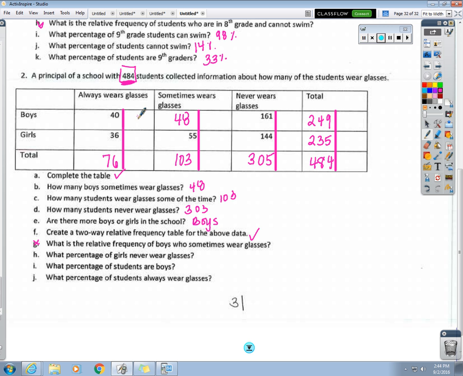What percent of boys always wear glasses? What percent of girls always wear glasses? What percent of boys sometimes wear them? Yes, Charlie?